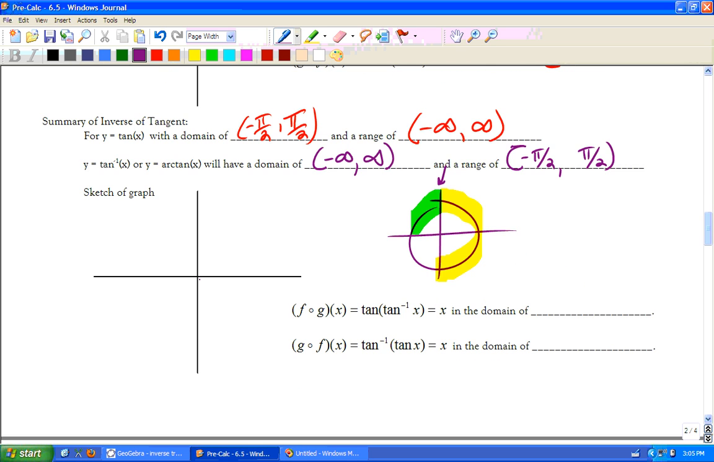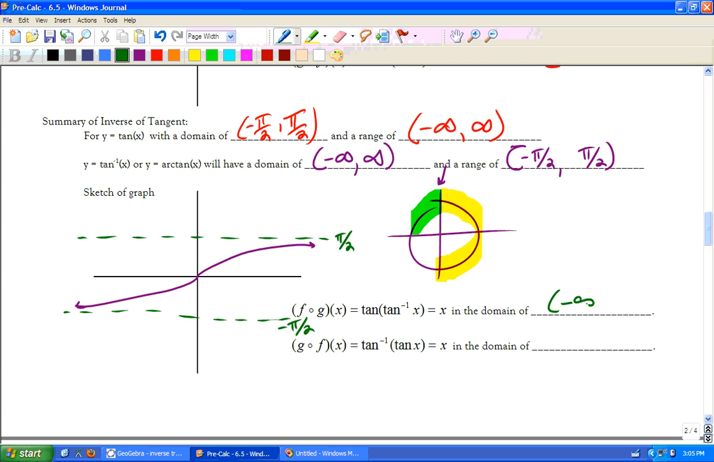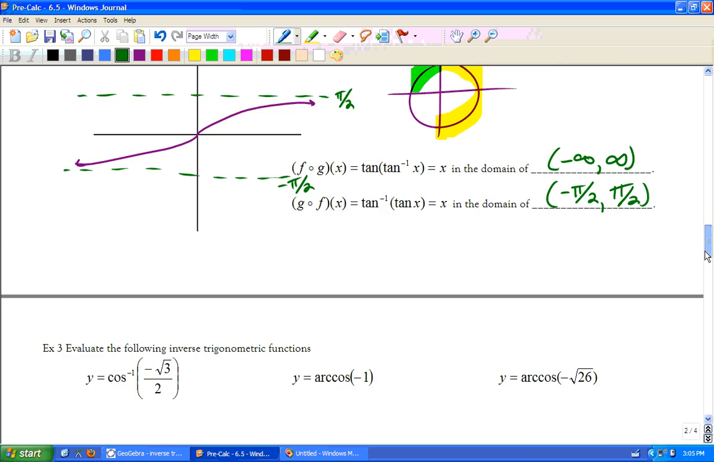Sketch of the graph then is the reflection over y equals x of tangent of x. And we have a horizontal asymptote at pi over 2, and a horizontal asymptote at negative pi over 2. Similarly, tangent of tangent inverse of x is going to equal x from a domain of negative infinity to positive infinity. And the input on our tangent of x, to get its identity back out, is going to get restricted from negative pi over 2 to positive pi over 2. Let's take a look at some of these problems and how they work out.